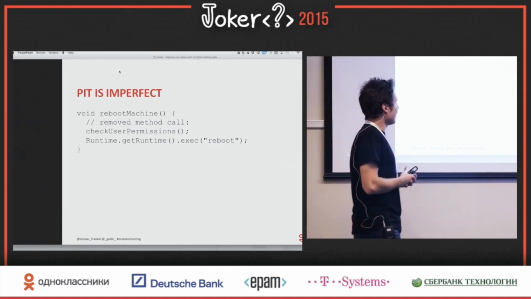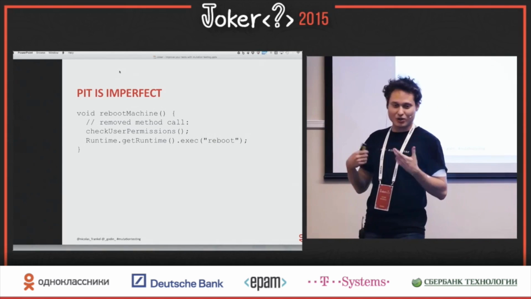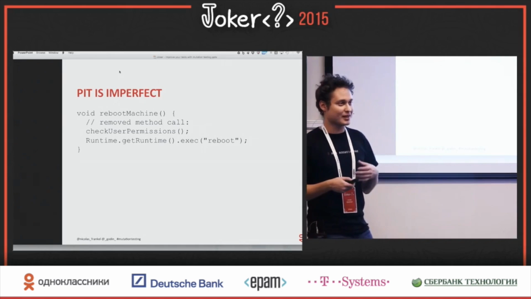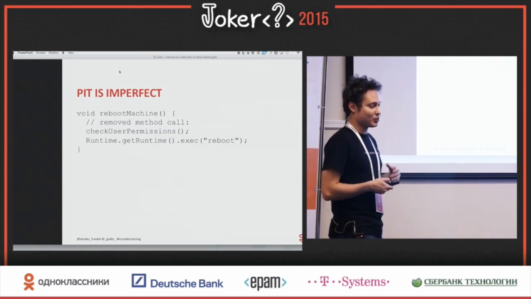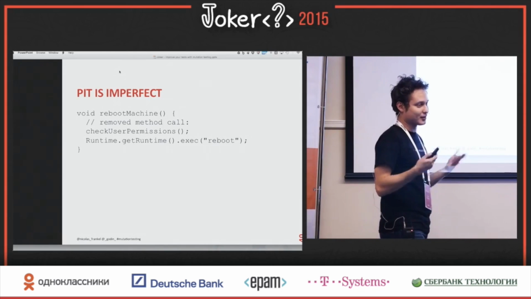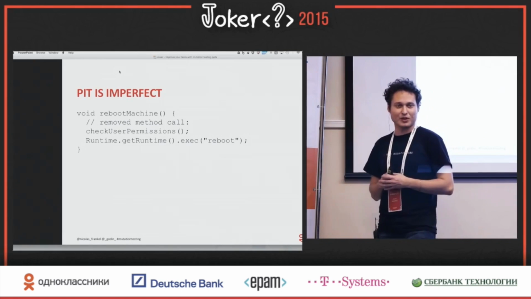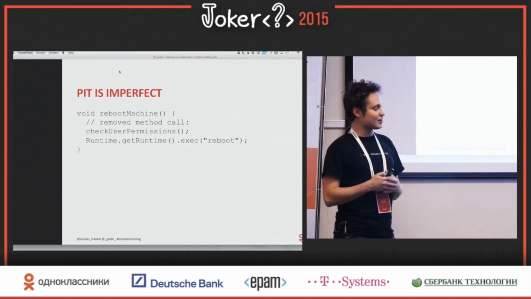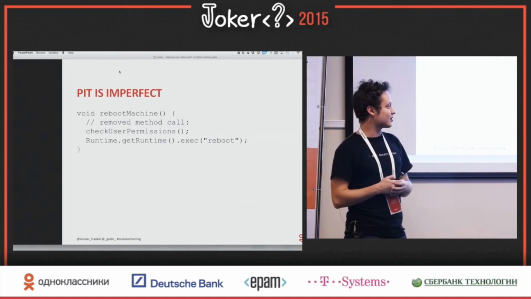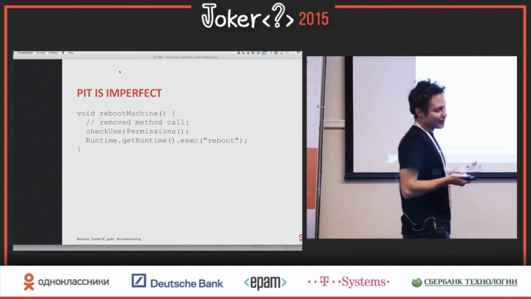Oops. In this example, we do check user permissions. Your unit test might cover the case of wrong permissions. But Pit could decide to remove this method call, and during execution of your tests, bam, you're going to reboot the machine. Not very good. Be aware of that. Probably in this case, Nicolas, you're right. It's probably not the best practice to write code like this, but who knows?